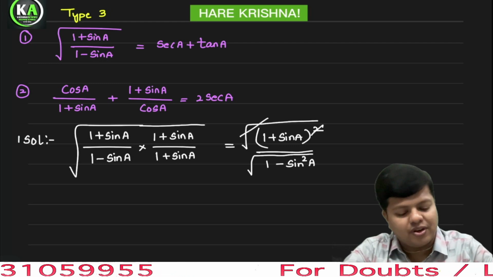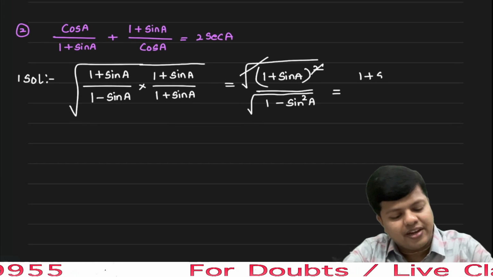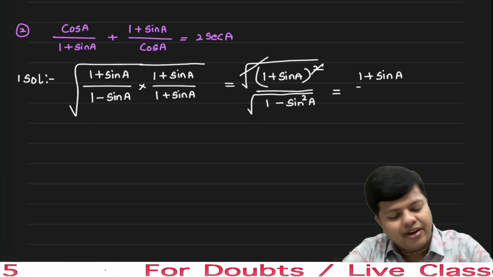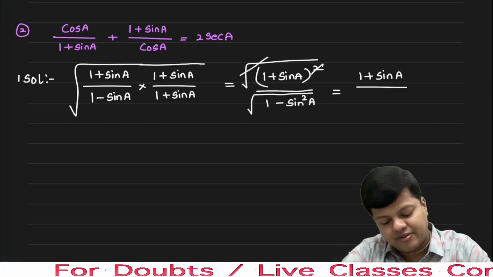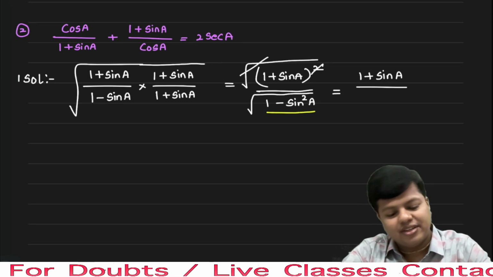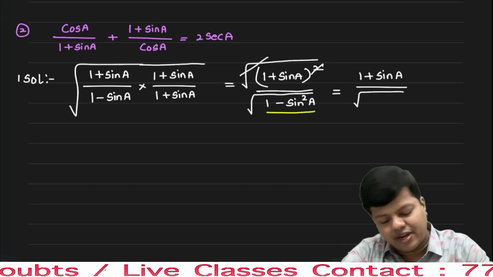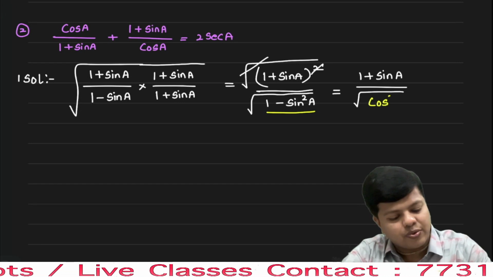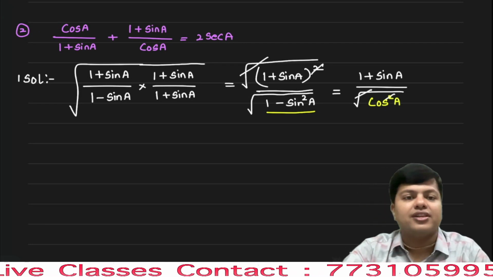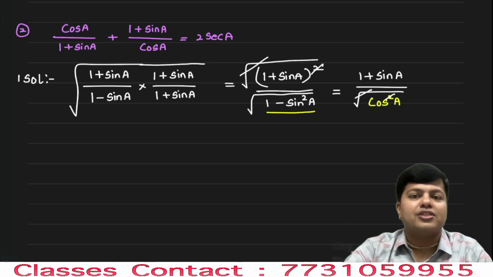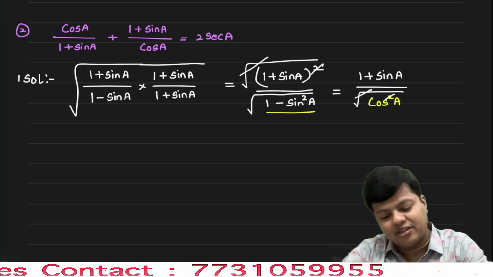So what answer did you get? In the numerator you got 1 plus sin A. In the denominator, student, 1 minus sin square A. This is cos square A. So in the root, 1 minus sin square A is cos square A. And then square and root get cancelled. So what you got: 1 plus sin A by cos A is the answer.